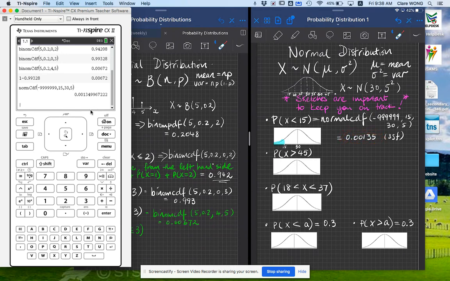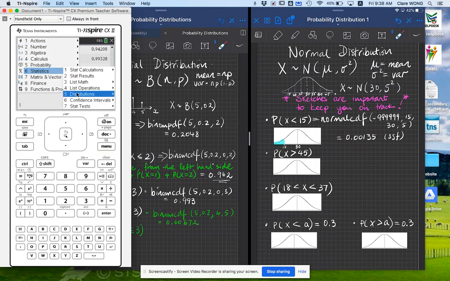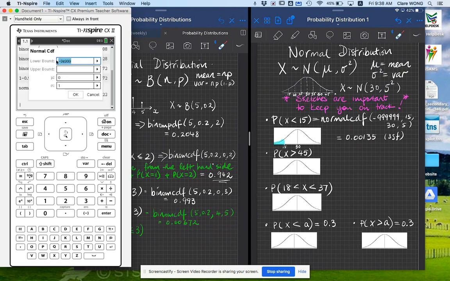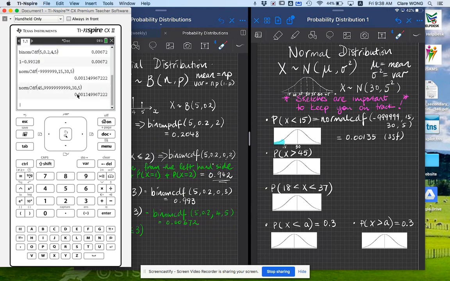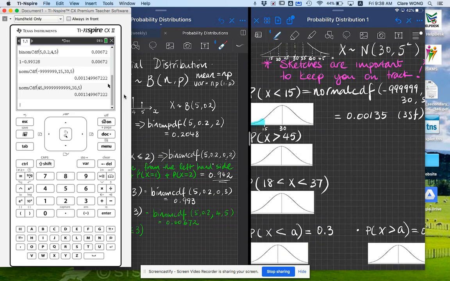Let's see. Now this time, the lower bound changed to 45, the upper bound changed to a very, very positive, big positive number. But the mean and standard deviation, as you can see, are the same. That's because they are symmetrical.